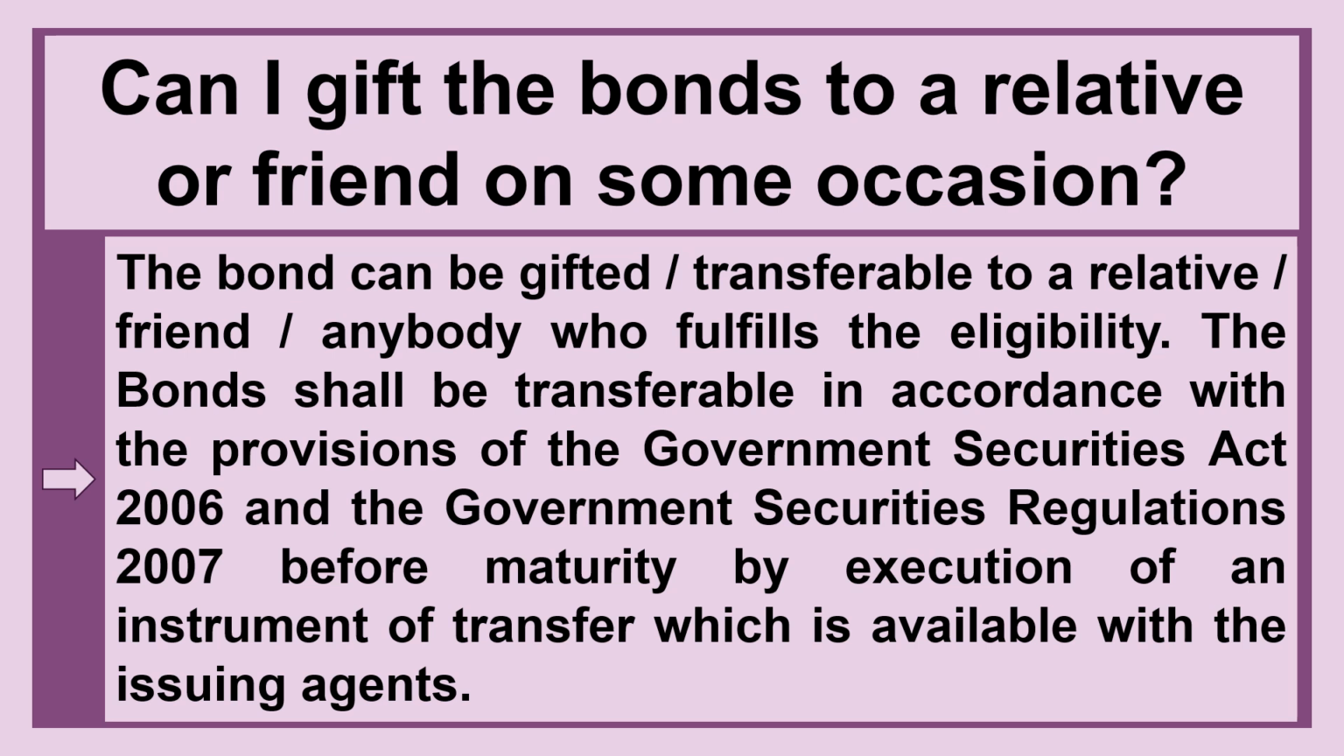Can I give the bonds to a relative or friend on some occasion? The bond can be gifted or transferable to a relative or friend or anybody who fulfills the eligibility. The bond shall be transferable in accordance with the provisions of the Government Securities Act 2006 and the Government Securities Regulations 2007 before maturity by execution of an instrument of transfer which is available with the issuing agents.